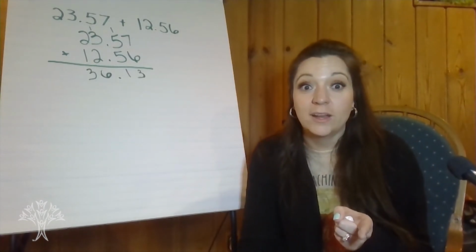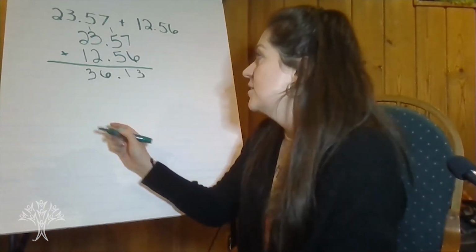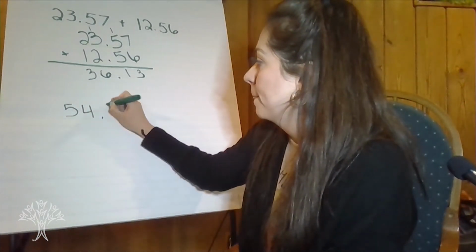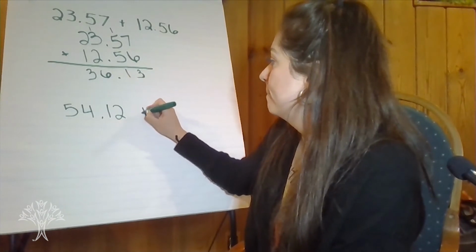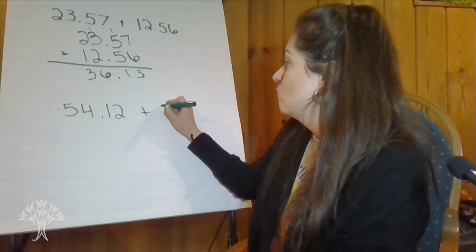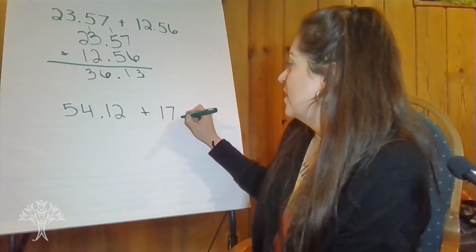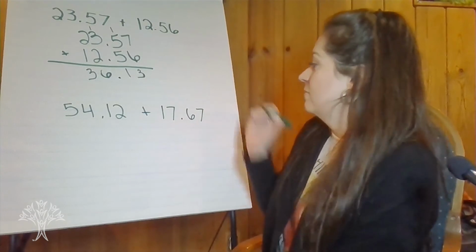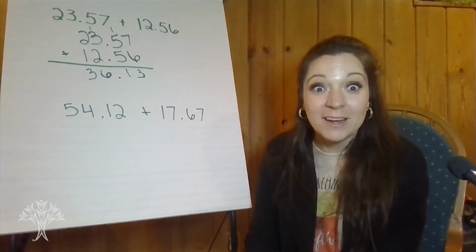I want you to try one, okay? So get ready. Let's do 54 and 12 hundredths plus 17 and 67 hundredths. Go ahead, try that one out now.